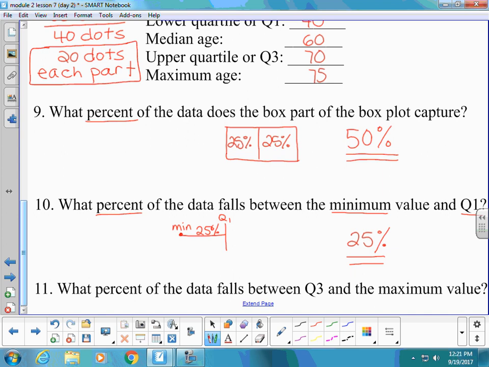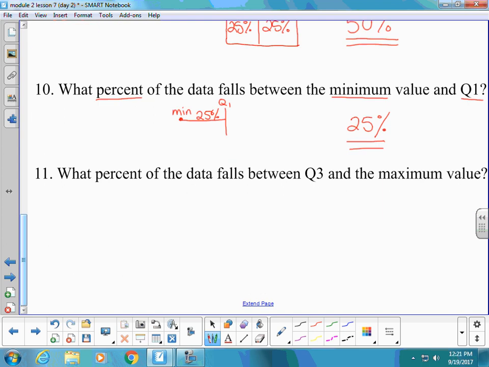Question 11 says, what percent of the data falls between Q3 and the maximum? Well, Q3 is this end of the box. Maximum goes down like this. And that percent is also 25%. Okay, so 25% is our answer. Again, we were answering a percent question. So it's really important that you pay attention to this is asking you for a percent, and what part are we talking about?